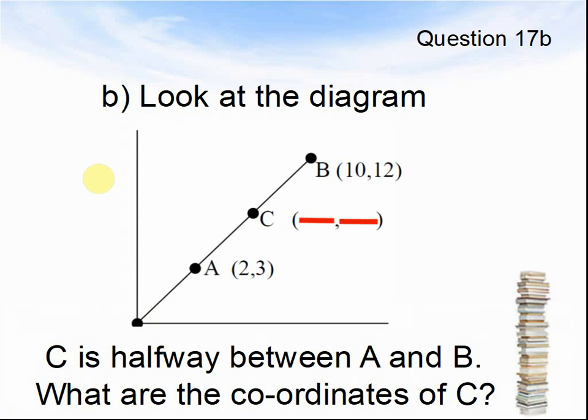17b. Look at the diagram. B is (10, 12), A is (2, 3). C is halfway between A and B. What are the coordinates of C? Pause the video until you are ready to see the next question. Here comes the next question.